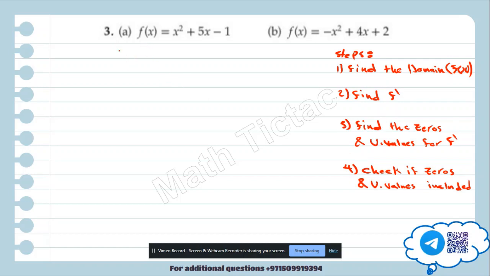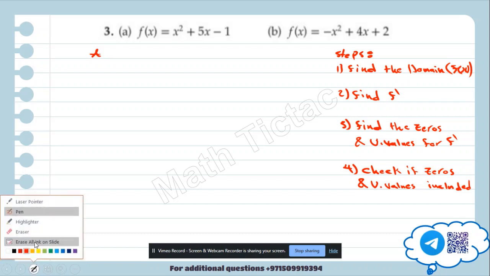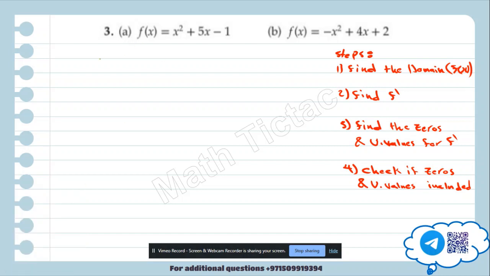So let's take the first example. This is question A. Let's take question A. So in here, f of x. I'll start with the first step. So let's erase this and change this color to green, for example. The first step is finding the domain. This is a polynomial function, and the domain for a polynomial function is R. So the domain is R, or real numbers from minus infinity to infinity. This is always the case when you have a polynomial function.